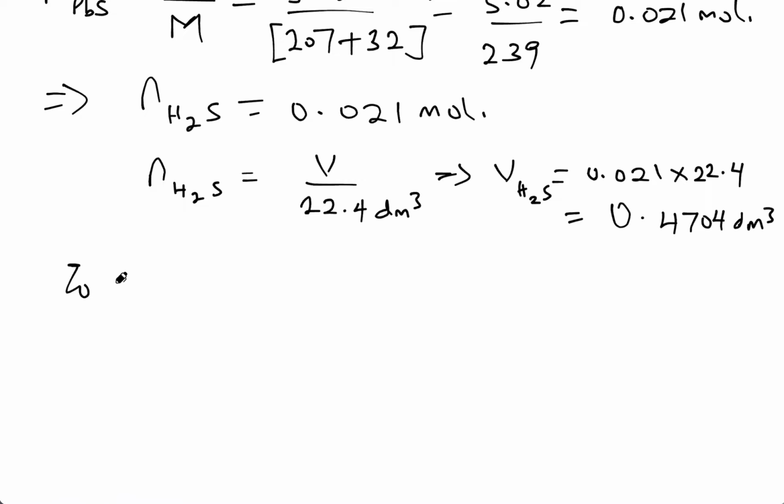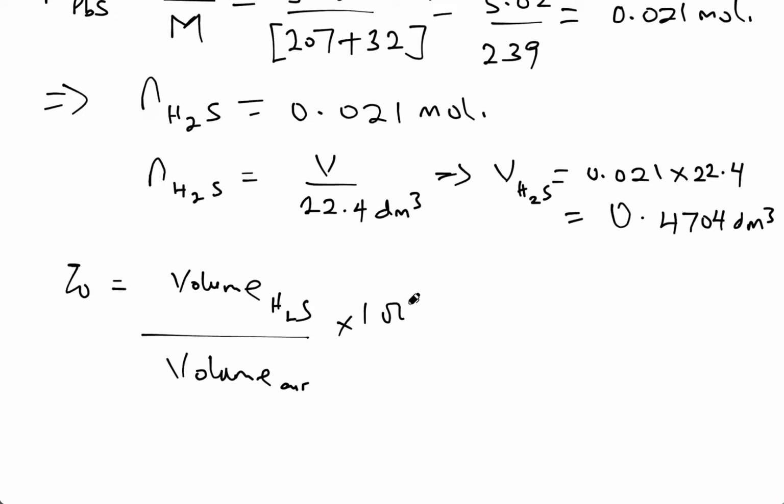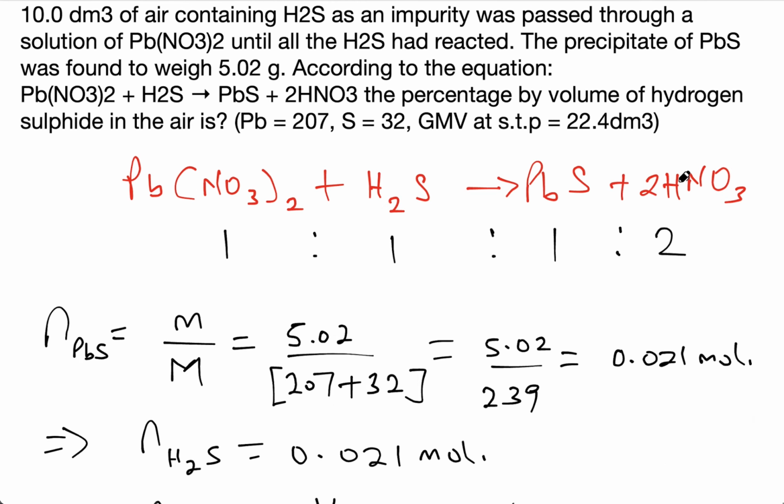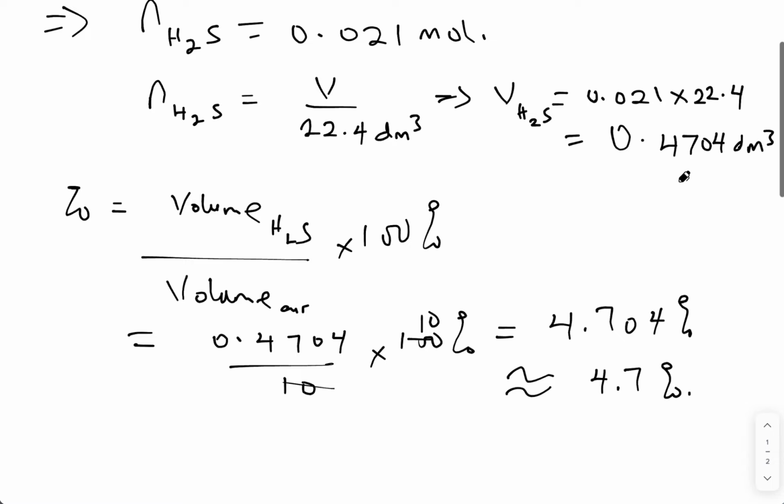So to do that, we just do the volume. So the percentage we are looking for will be the volume of the H2S divided by the volume of the air multiplied by 100%. And that will be 0.4704 divided by 10 multiplied by 100%. So we know that this is 10. If we multiply that, that will be equal to 4.704%, which is approximately 4.7 percent. So the percentage by volume of hydrogen sulfide in the air is 4.7%.